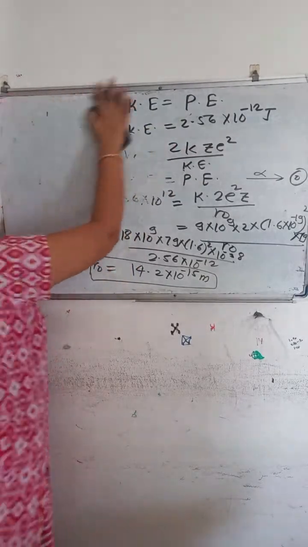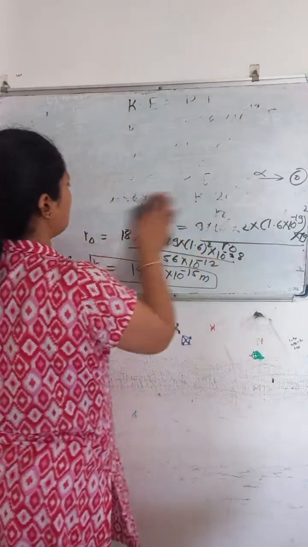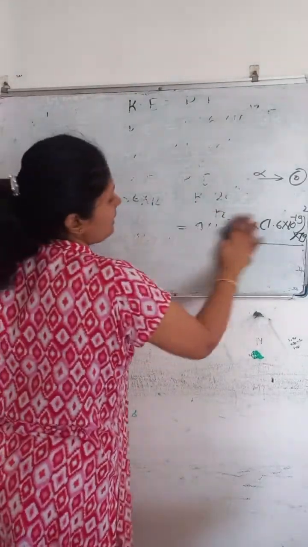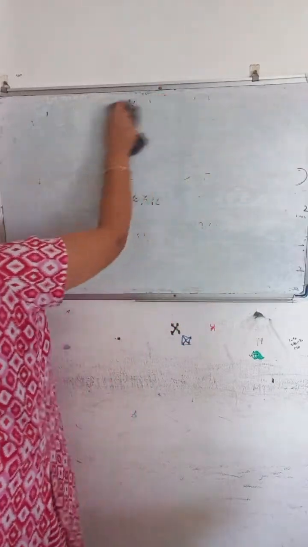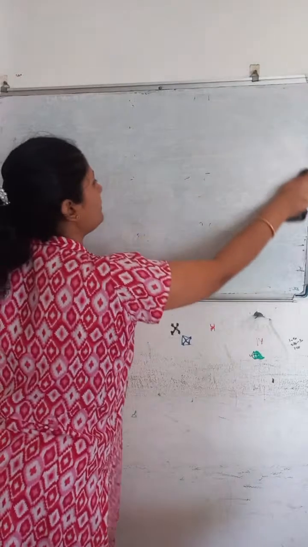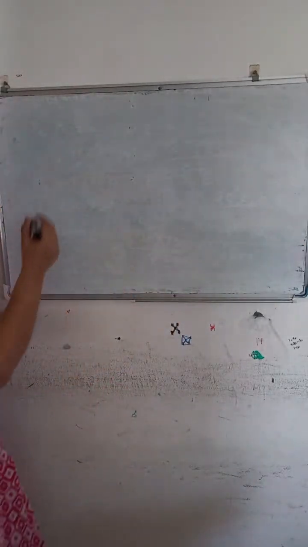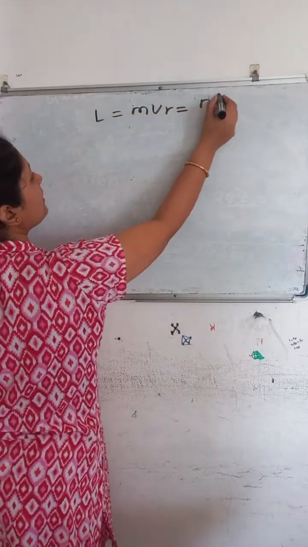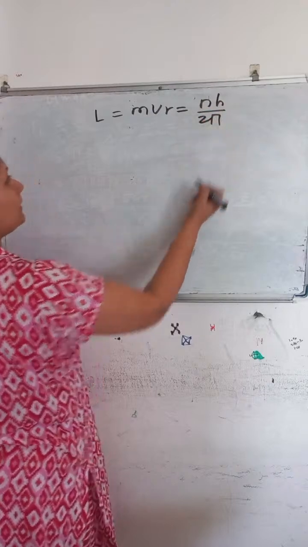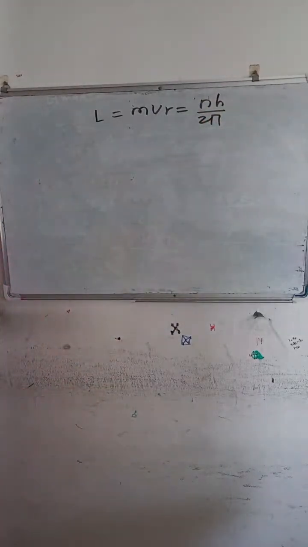We know that angular momentum we write as L. And L is nothing but mvr, since the electron is moving around a circular orbit, and it is an integral multiple of nh upon 2 pi. So we write L is nothing but mvr, and that is an integral multiple of nh upon 2 pi. So this is nothing but Bohr's quantization condition, where n is 1, 2, 3, 4 and so on.